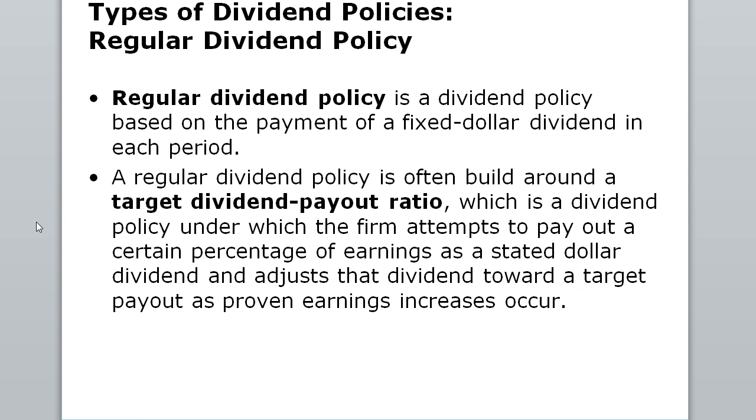Okay. So there could be a regular dividend policy, which is a dividend policy based on the payment of a fixed dollar dividend in each period. So here they don't give a percentage, they give a fixed dollar amount. A regular dividend policy is often built around a targeted dividend payout ratio, which is a dividend policy under which the firm attempts to pay out a certain percentage of earnings as a stated dollar dividend and adjusts that dividend toward a target payout as proven earnings increases occur. So it's a target we're shooting for, and we're going to pay out a dollar amount, but the target is sort of a moving target based on how earnings increase.